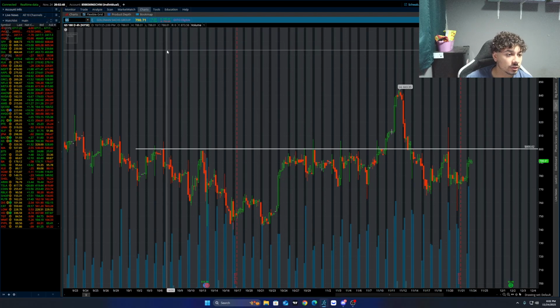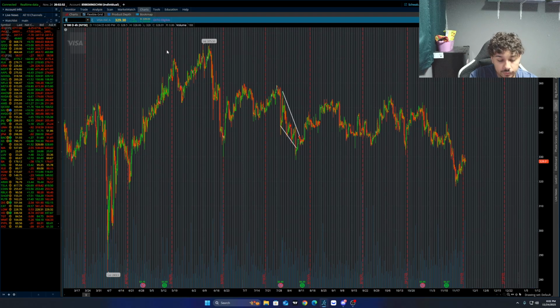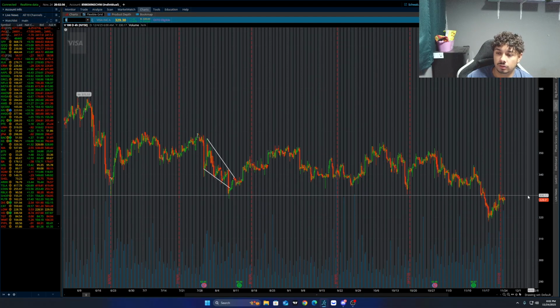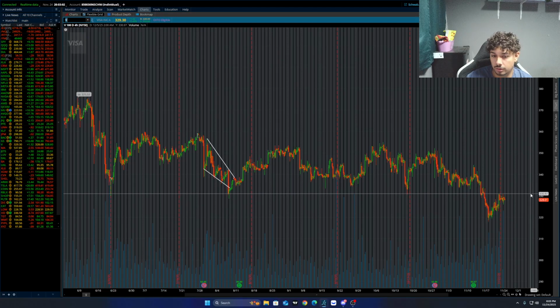All right, let's look at something else. Visa. Nothing much. I would say it's still underneath support, right there, or right there.